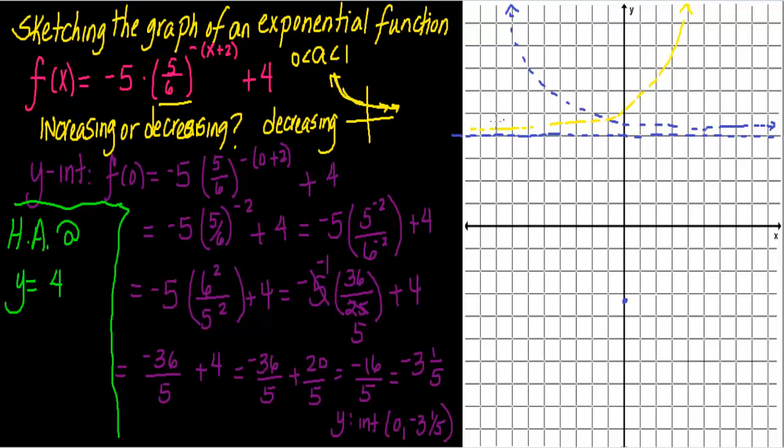yellow one, right? This one was the original one. This is the reflected across the y-axis. So this is the one I'm going to reflect across my horizontal asymptote. That's my last reflection. So it's going to look like this, more or less. It's going to go down like that.